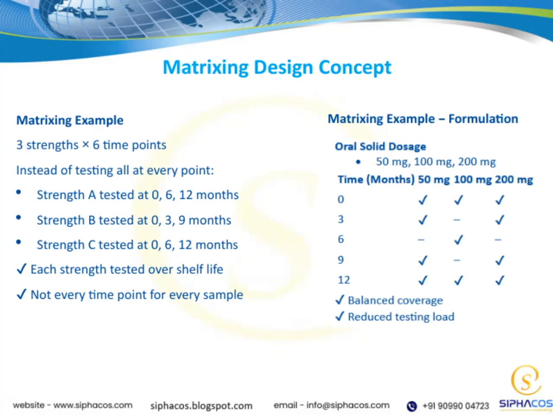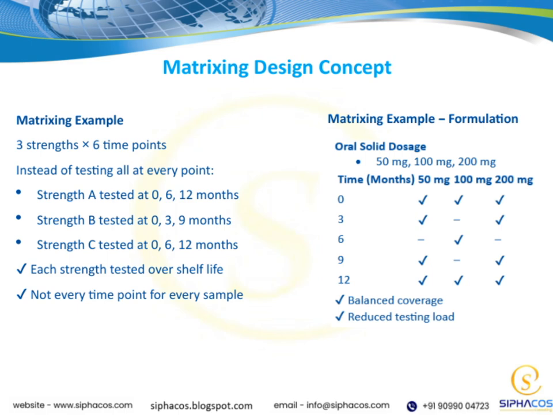Let's take a closer look at this matrixing example to understand how it works in formulation testing. We have 3 strengths and 6 different time points to consider. Instead of testing every strength at every single time point, which can be quite resource-intensive, we use a matrixing approach. For instance, Strength A is tested at 0, 6, and 12 months. Strength B, on the other hand, is tested at 0, 3, and 9 months. And Strength C is tested at 0, 6, and 12 months as well.